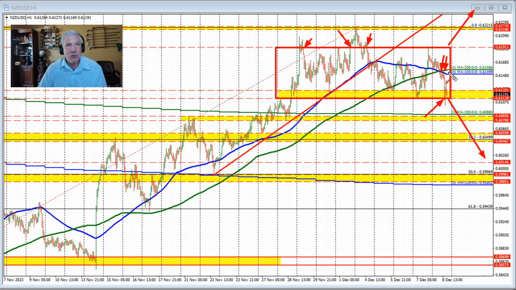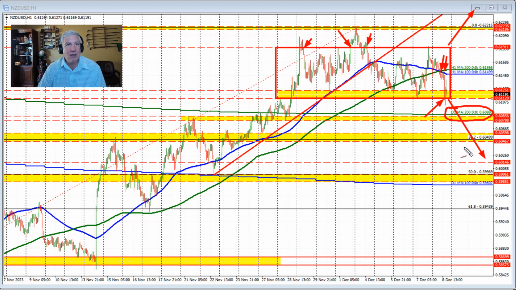And right now, the sellers are trying to remain in control or take control by staying below the 100 and 200 hour moving average. Yesterday, we were trying to take control of the upside, but that failed as we broke below that level. Now we're trying to see if the sellers can take control. Now, in order to take more control, we need to get outside of this area. We need to get below the 0.61128 level. If we get below that level, we'll look toward the green line in this chart. This green line represents a 200-day moving average that comes in at 0.6088.